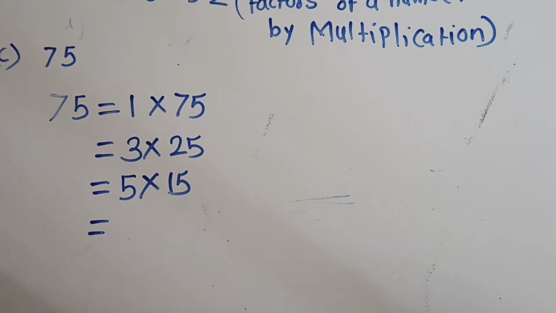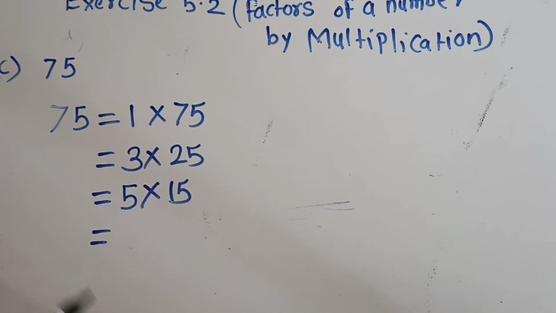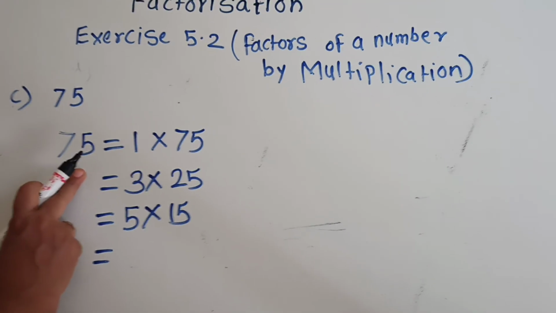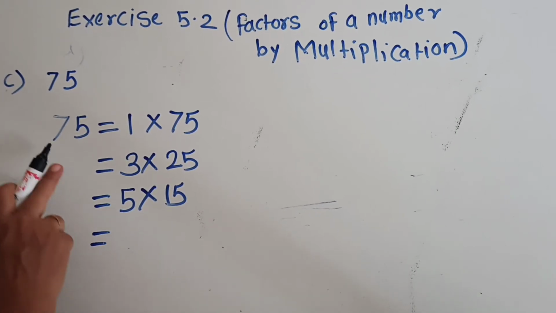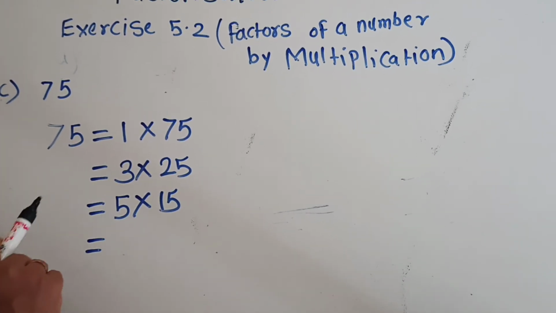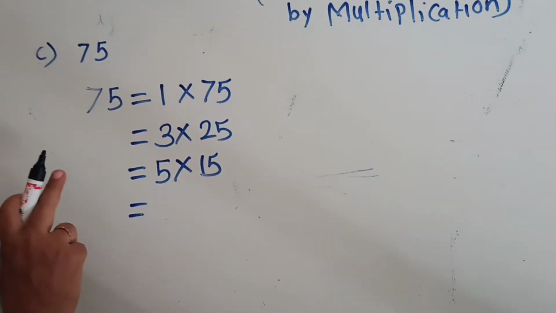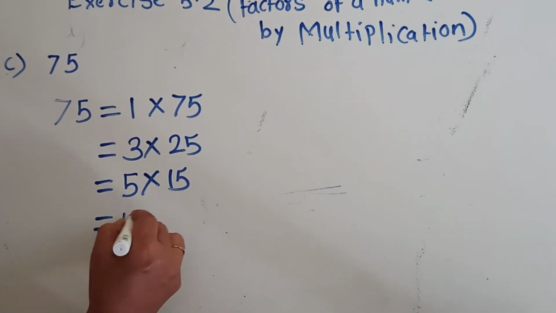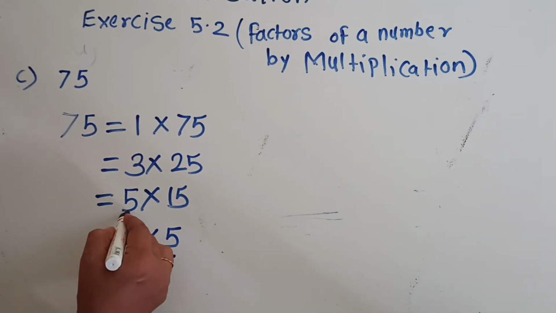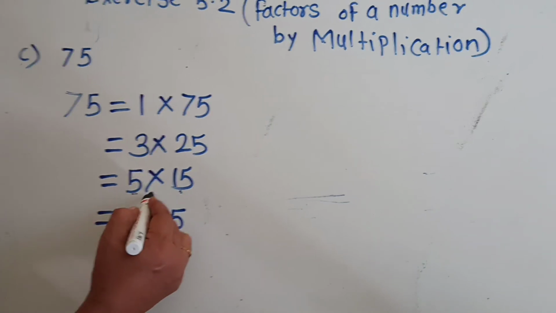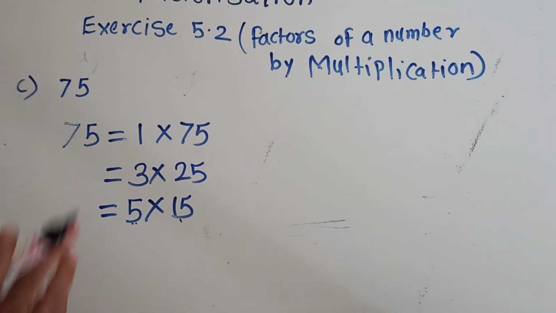12 fours are 48. 12 fives are 60. And 12 sixes are 72. So 12 is also not. 13. There is no 75 in 13's table. 14. No. Then 15. Yes, 15 fives are 75. 15 fives are 75, but we already write here 5 15s are. So these are the factors of 75.